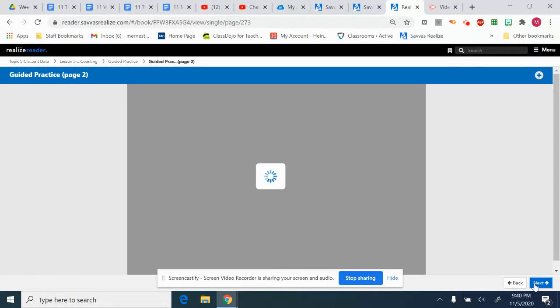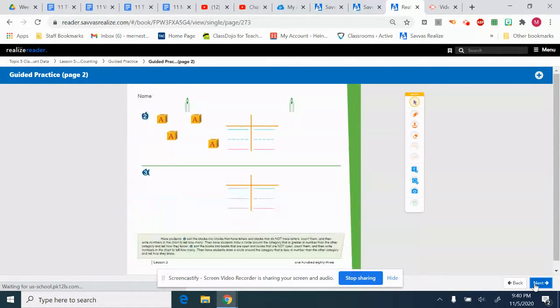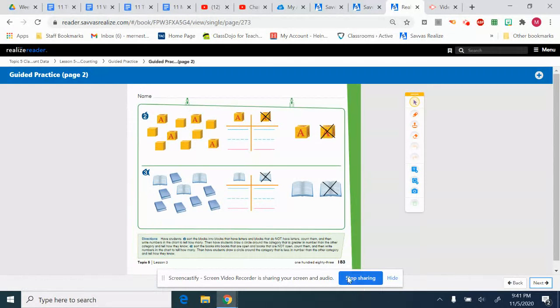So let's look at our book. Your helpers might be able to help you with some of this, but for the most part, I think you can do it. So we're always going to circle the greater group. We're always going to X out the less group.